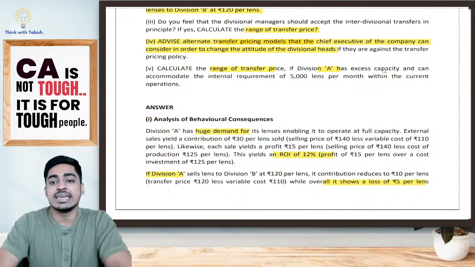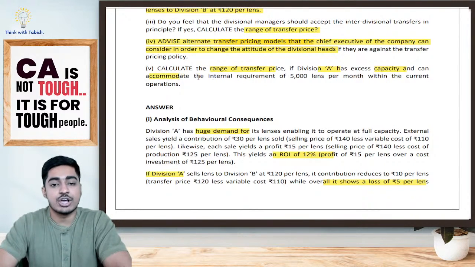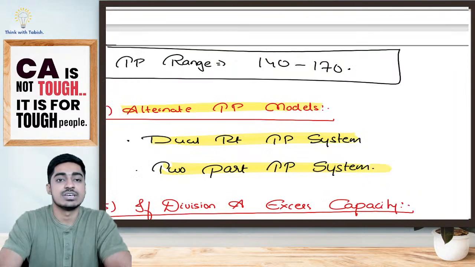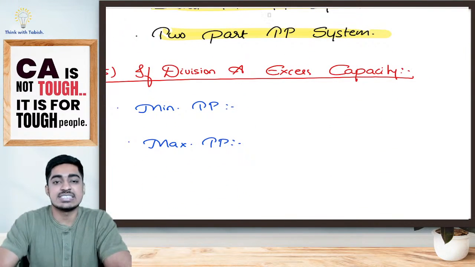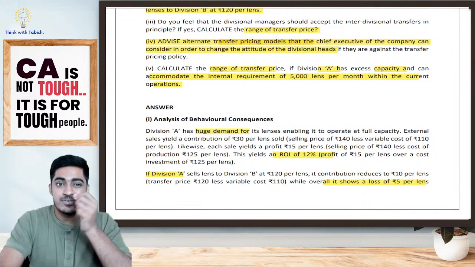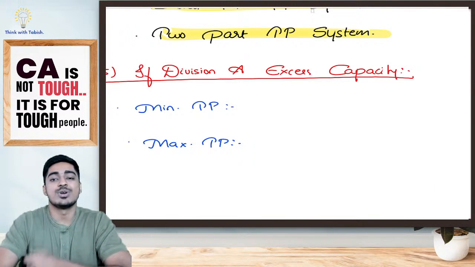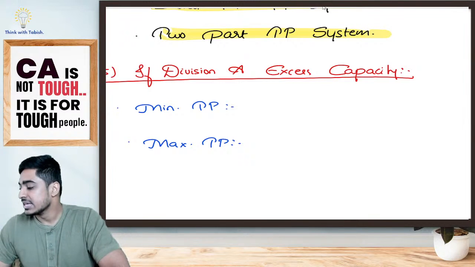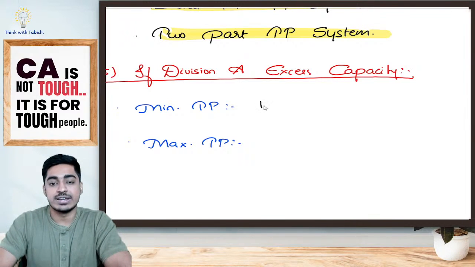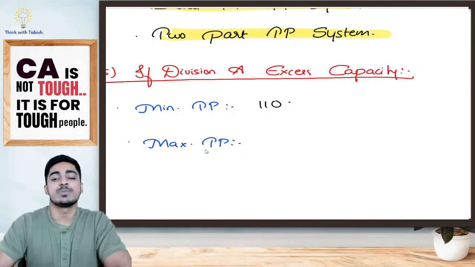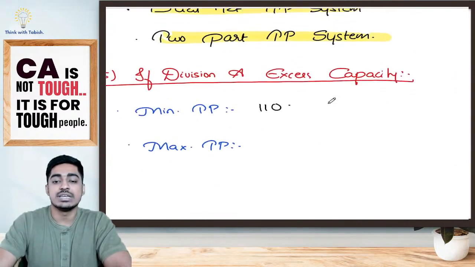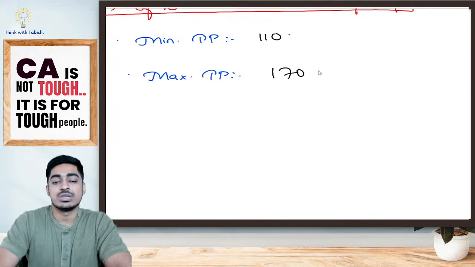If division A has excess capacity and can accommodate internal requirement of 5,000 lens within the current operation. We are telling if division A has excess capacity, then we will only consider the variable cost. We don't want profit. Yes or no? We'll tell what is my variable cost for division A. Division A has a variable cost of 110. Yes, maximum transfer price division B is willing to pay. It is lower of 170 or 230. It is 170. So range will be 110 to 170.